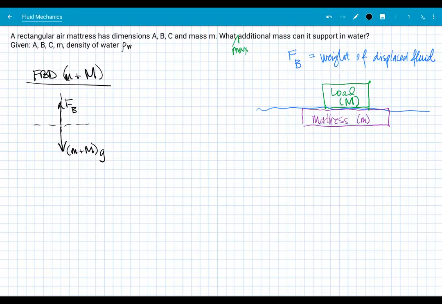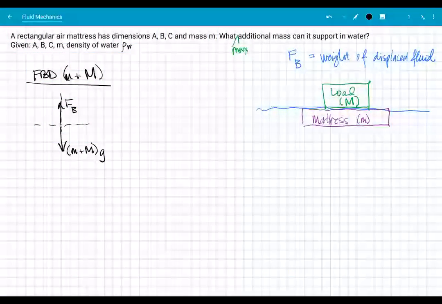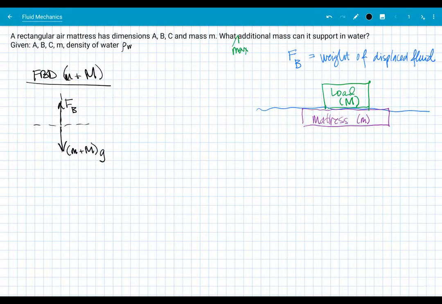What is in contact with the system is the fluid, though, right? The air mattress is in the water, and the water is exerting a buoyant force upward. So that's why that ends up on the free body diagram. And this is a phenomenon you're all really familiar with, something floating in the water. So that floating in the water means the water is supporting it in some way.